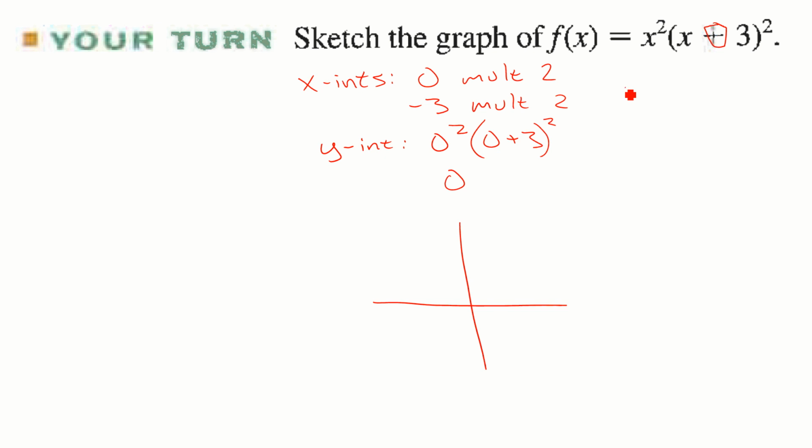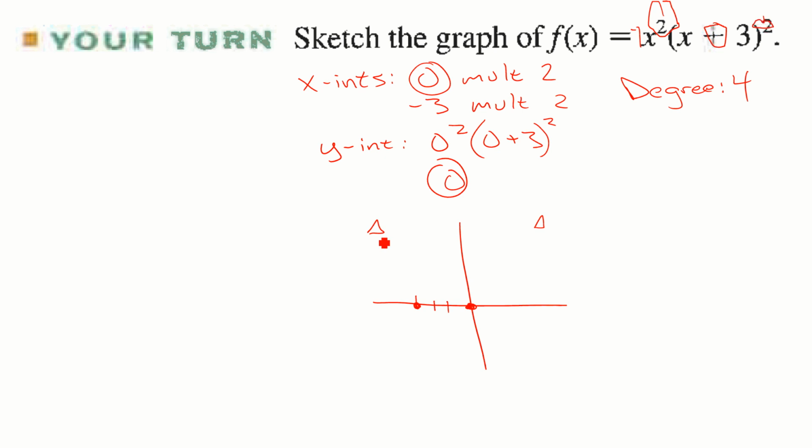Now our degree is 2 plus 2, which is 4. And it's positive out front. So we're going to be going up and up. So let's label our intercepts: 0, which is also our y-intercept, and -3.